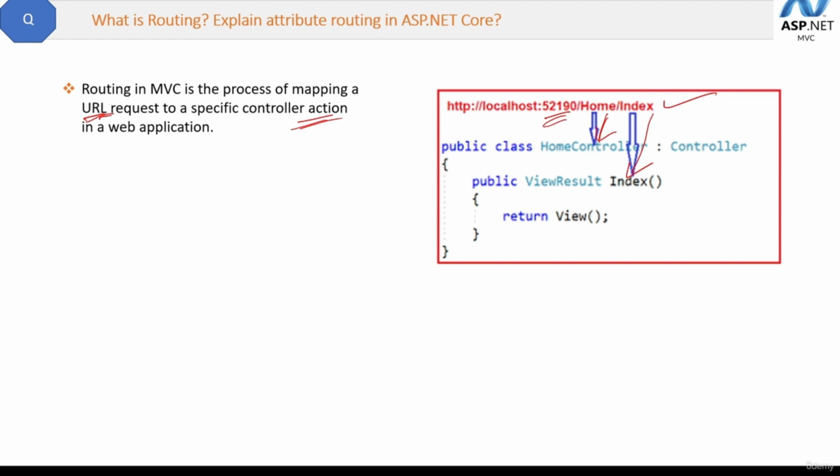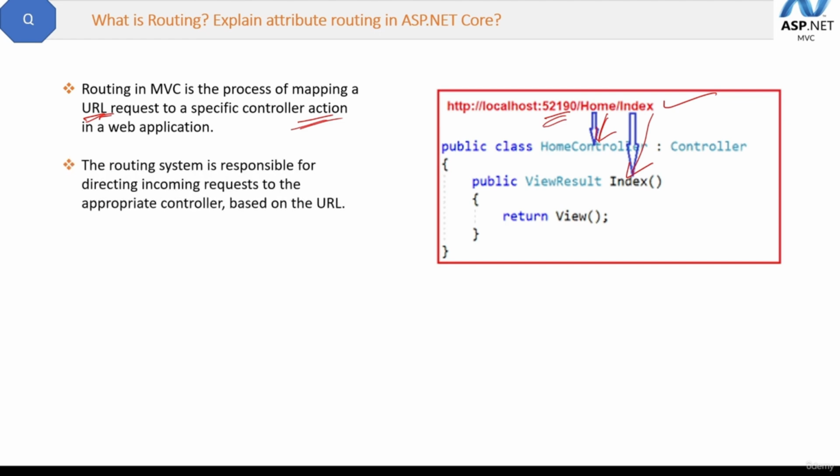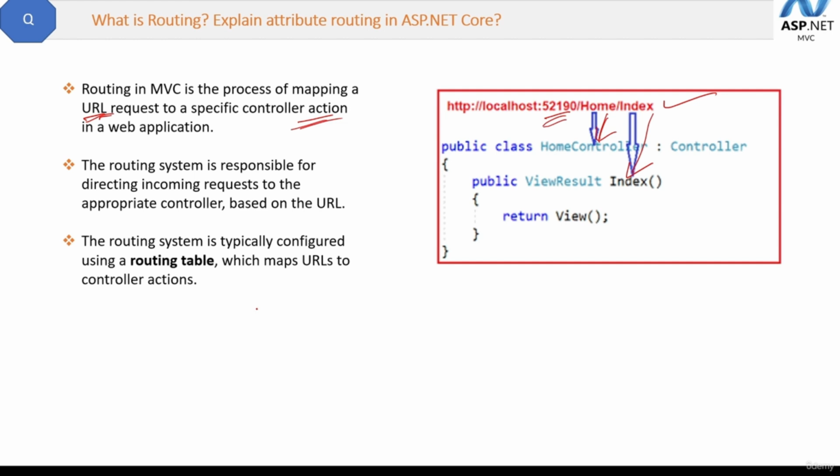Now some more points: the routing system is responsible for directing incoming requests to the appropriate controller based on the URL. Second, the routing system is typically configured using a routing table which maps URLs to the controller action. Routing is automatically maintained by the .NET Framework, so this routing table is also automatically maintained. You need not write any code for this.